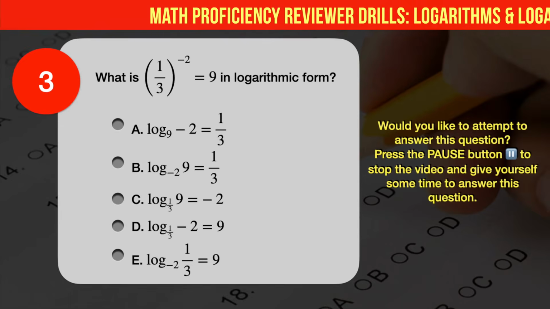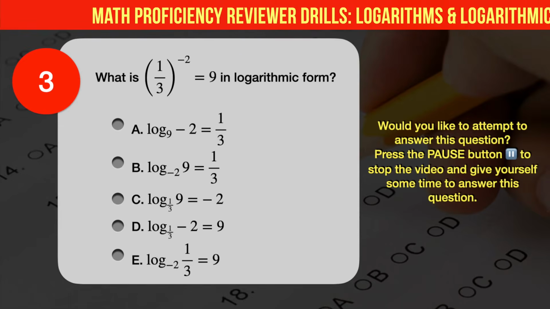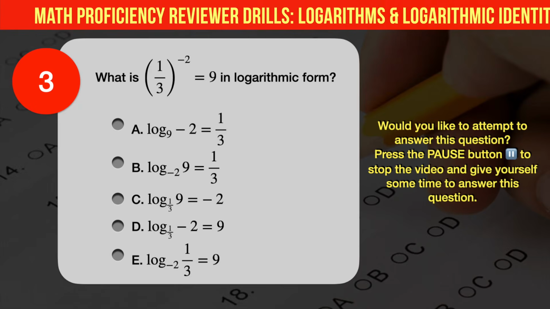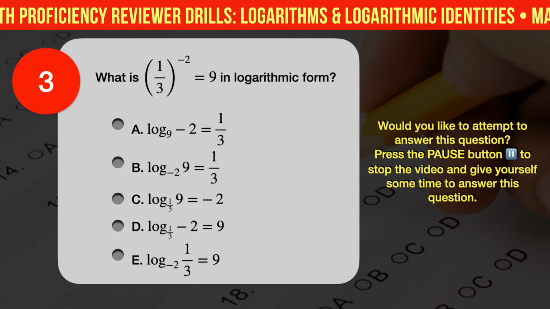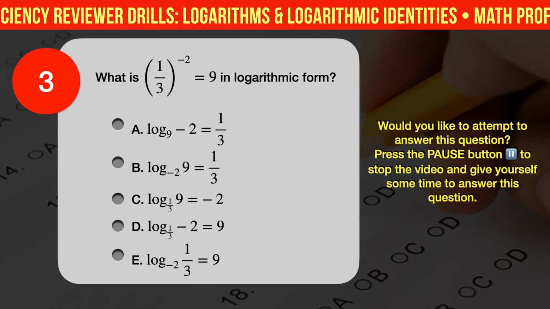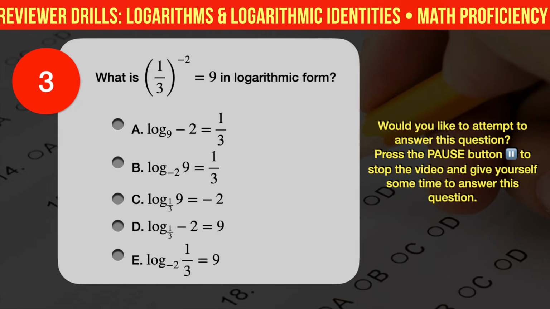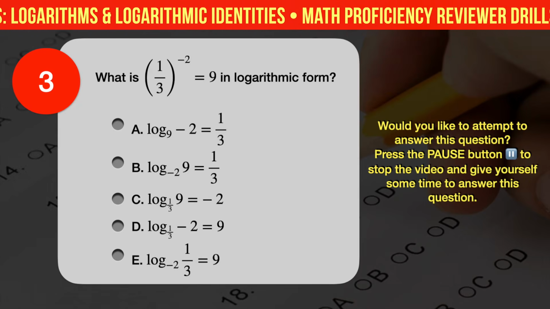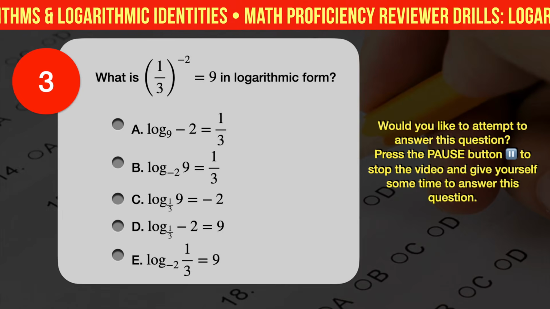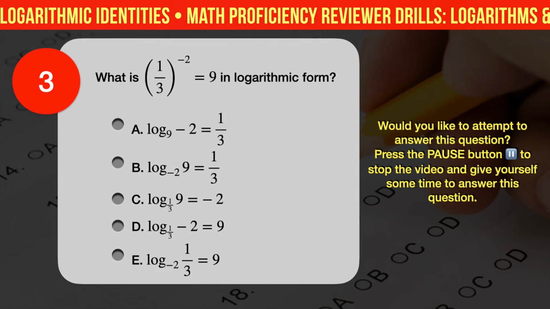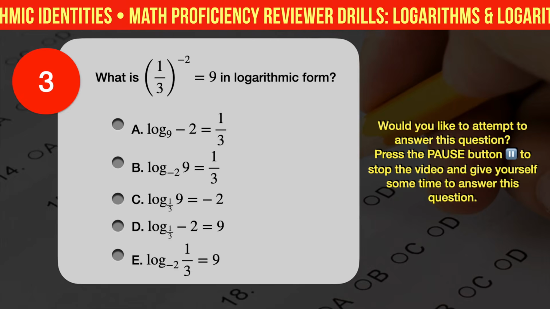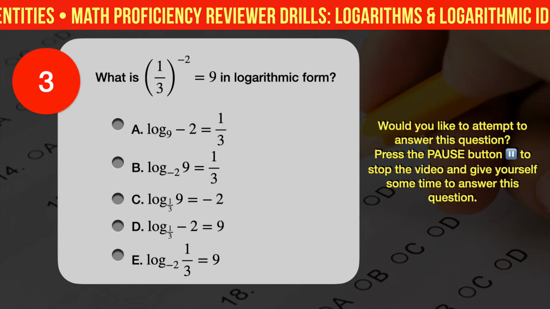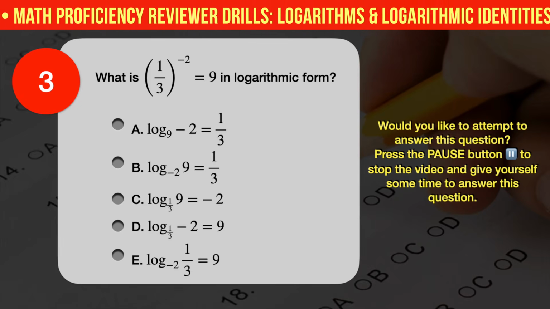Drill question number 3. What is 1/3 raised to -2 equals 9 in logarithmic form? A. Logarithm base 9 of -2 equals 1/3. B. Logarithm base -2 of 9 equals 1/3. C. Logarithm base 1/3 of 9 equals -2. D. Logarithm base 1/3 of -2 equals 9. E. Logarithm base -2 of 1/3 equals 9.